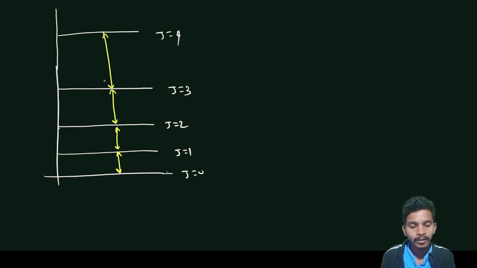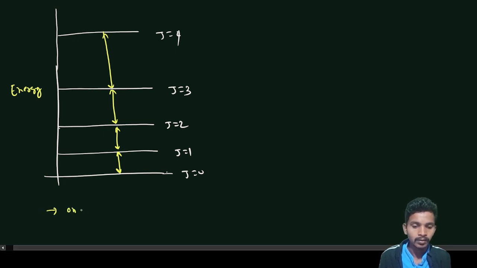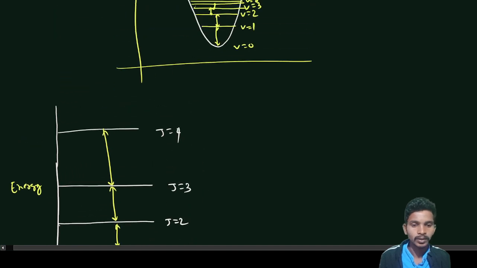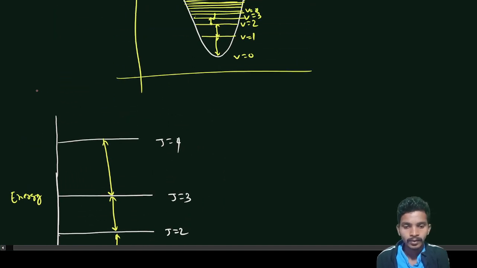So whenever I'm going to higher energy, the energy gap increases. So going to higher energy, the gap increases. This is for rotational spectroscopy.